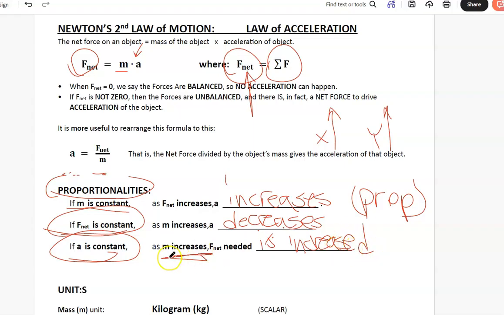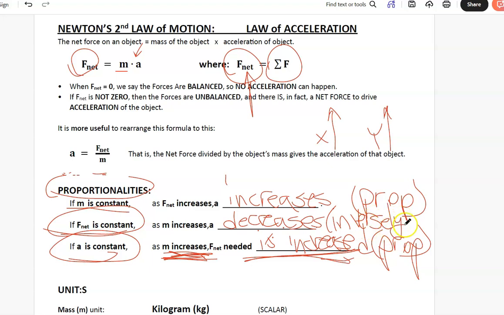So what you see here is the force is increased if the mass is increased. Those two are proportional also. If I double the mass, I have to double the force to get the same acceleration. But what about the second example? Mass increases, acceleration decreases. We say these two are inversely proportional.